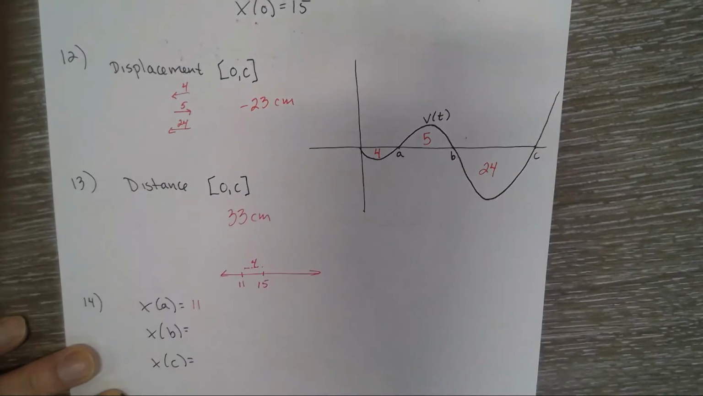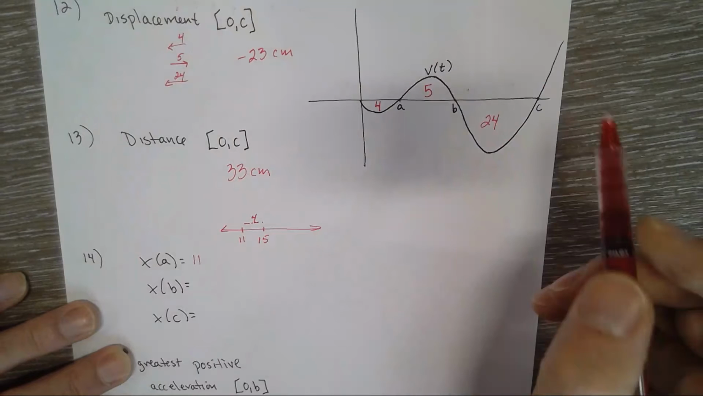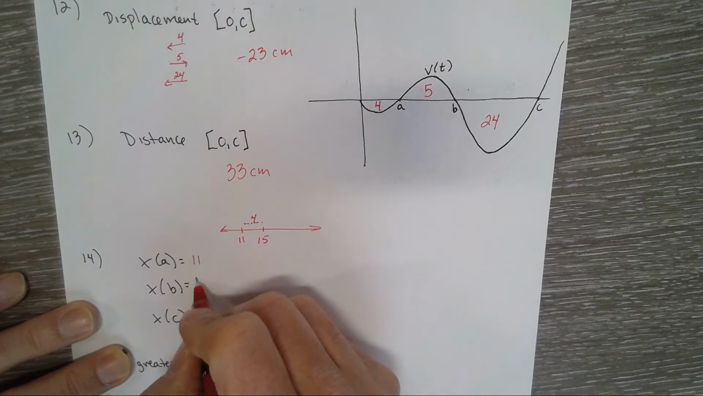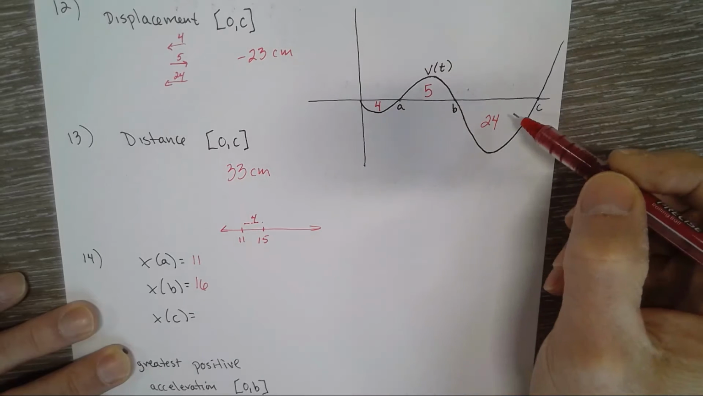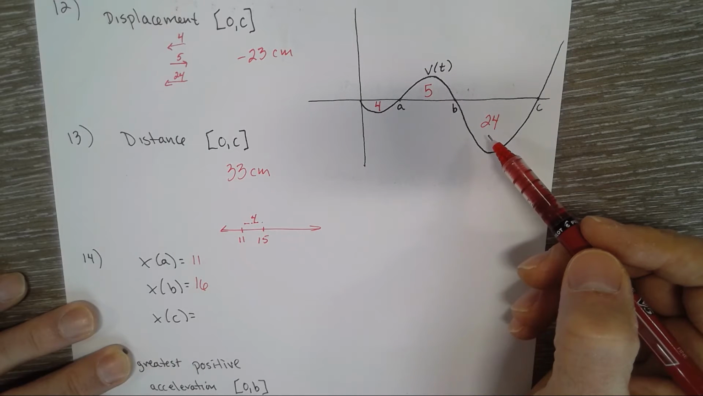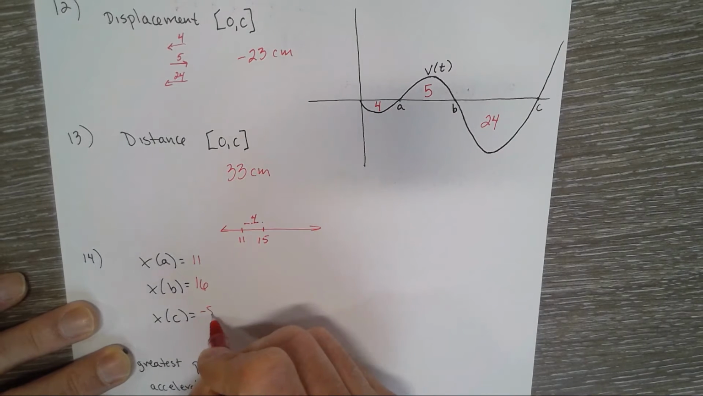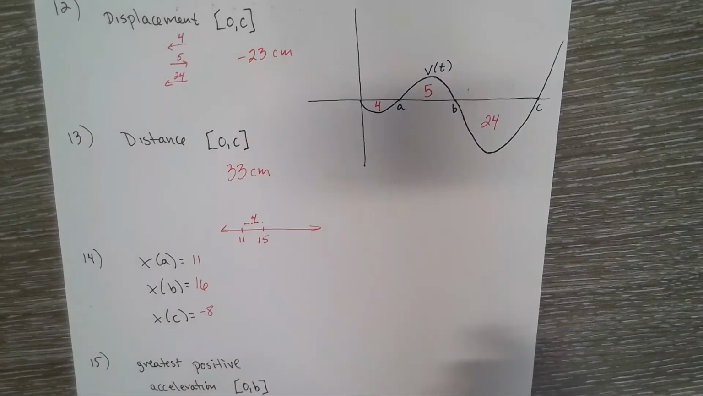Position at B, well, we're at 11, but then we went right 5, so that'll be 16. And then at C, from 16, we went backwards 24, so it'd be negative 8. Those are all positions in centimeters for each of those times.